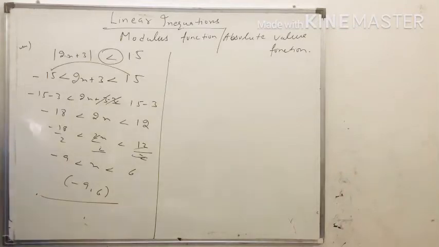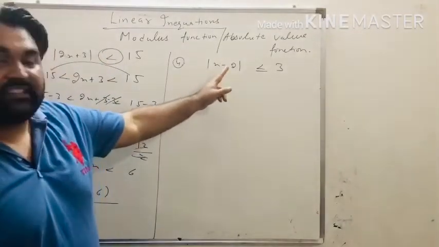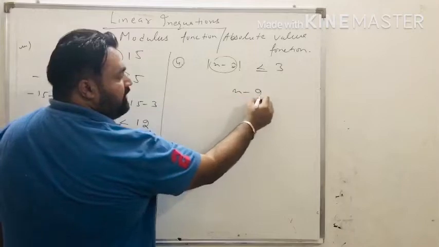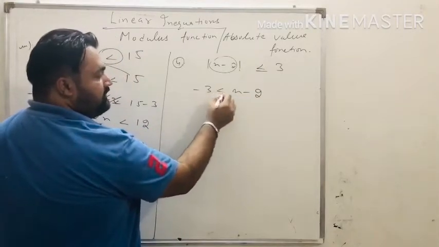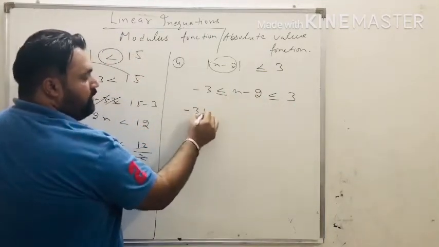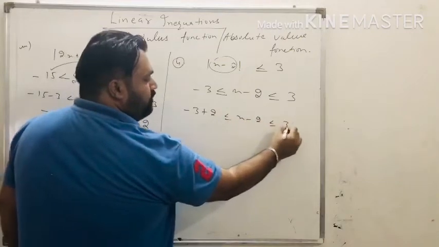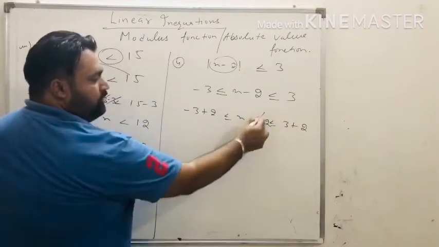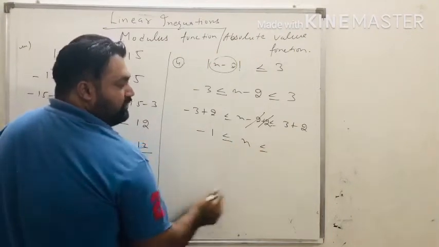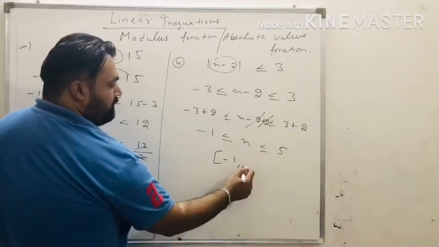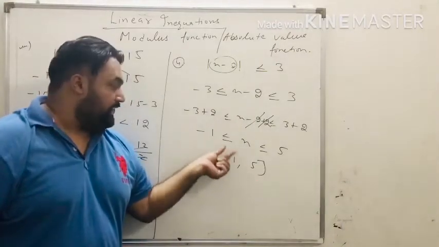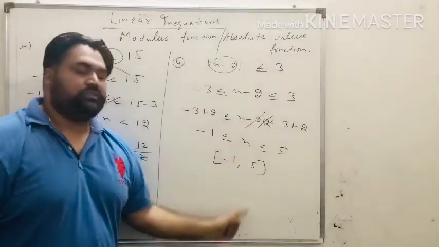Now here is the fourth example. Again the sign is less than or equals to. So the value of this function is between -3 to 3. But we have to find the value of x. We add 2. So this 2 cancels out. -1 less than or equals to x less than or equals to 5. So the class interval becomes -1 to 5. So we use closed brackets because the sign is less than or equals to on both sides.